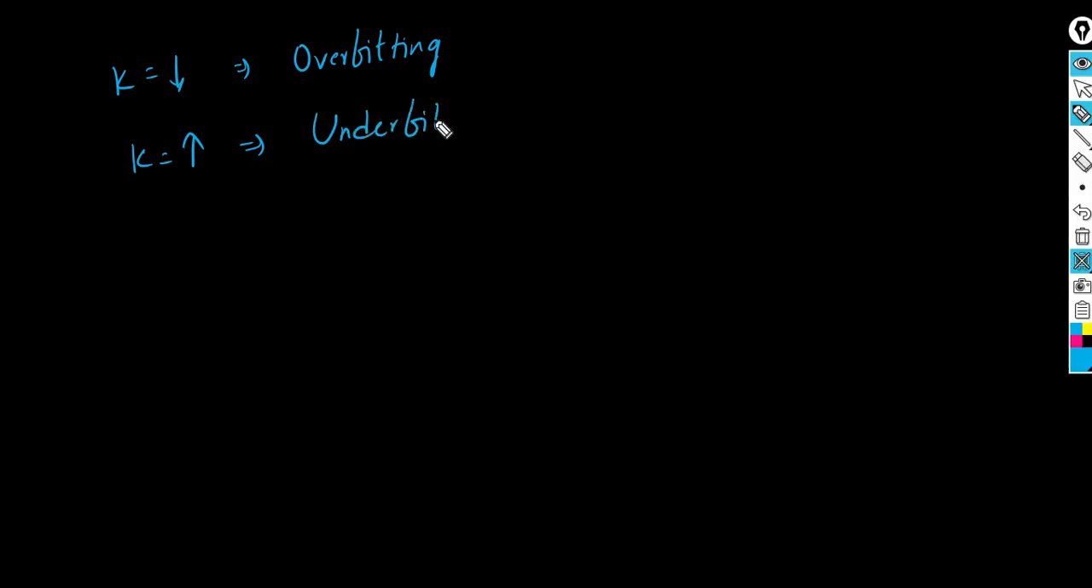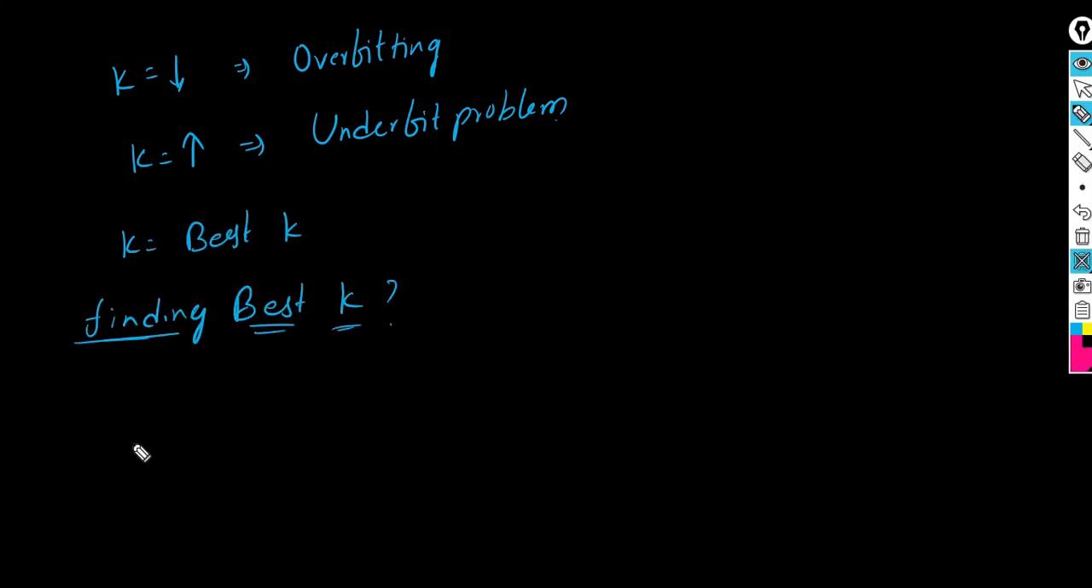Now we basically have two problems. When k equals a low value, we have the overfitting problem. And when we consider k equal to very high, we are going to get the underfitting problem. How can we get the best k value? To find the best k value, we are going to use the k-fold cross-validation technique.